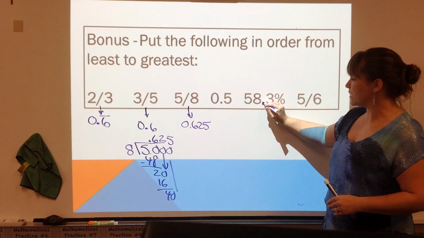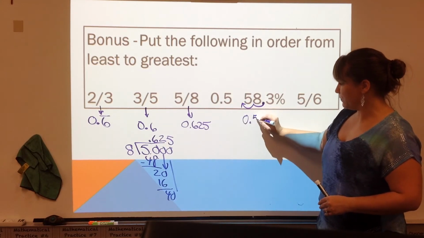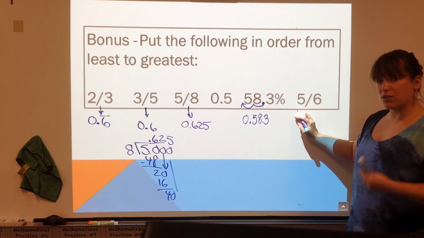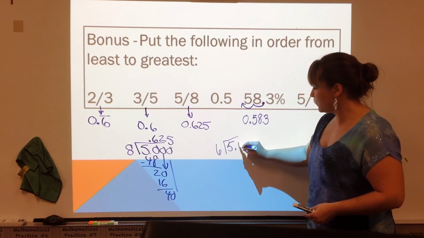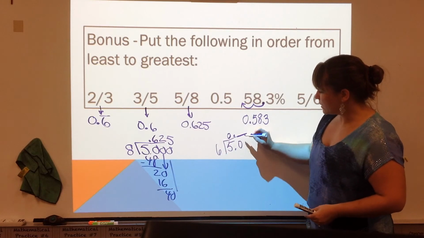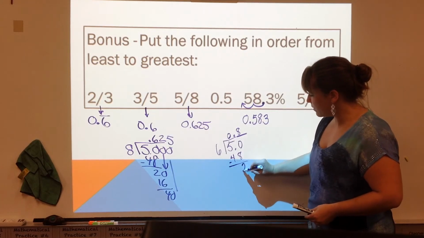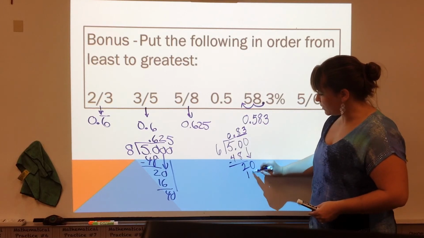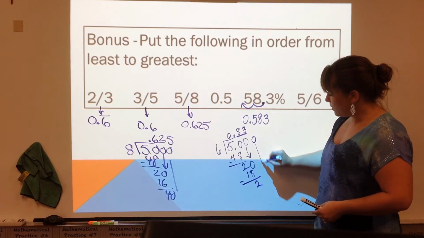For this percent, here's the decimal point. I have to move it over 2 places, and that will become 0.583. And then 5/6, we also have to divide 5 divided by 6 and put the decimal point up, annexing a 0. 6 times 8 is 48. We're going to take that and have a 2. And 6 times 3 is 18. And we get another 2.